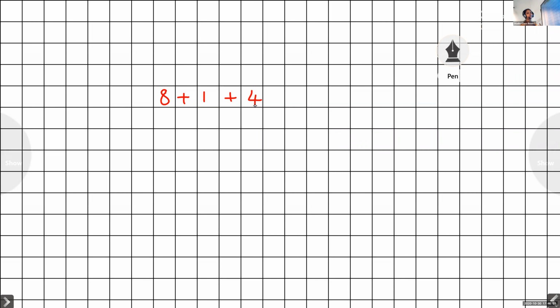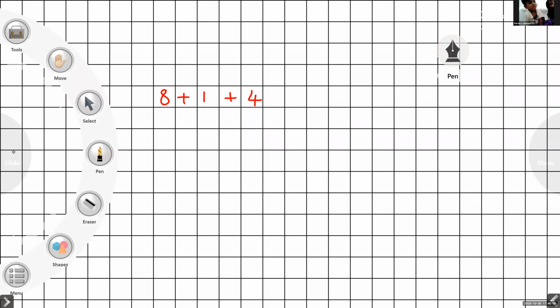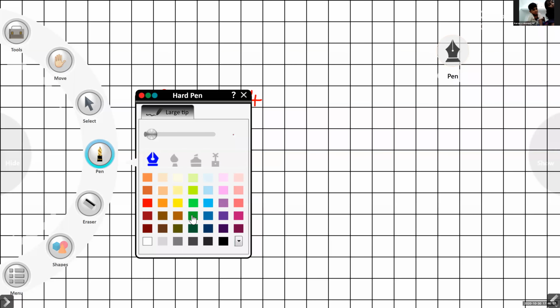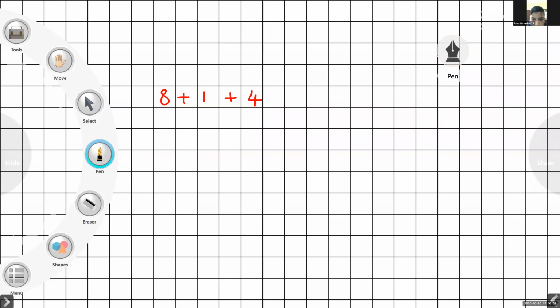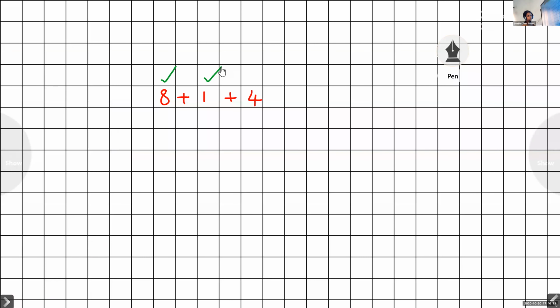How will we add these three numbers? Let us see the first two numbers together. The first two numbers are 8 and 1. So let us add first 8 and 1. 8 plus 1. Bennett, what is the answer? 9. Very good. So when we add 8 and 1, we get the answer 9.